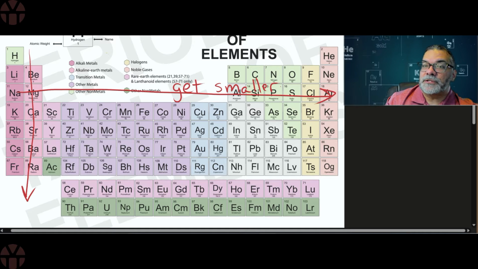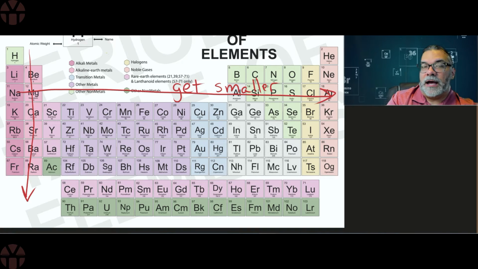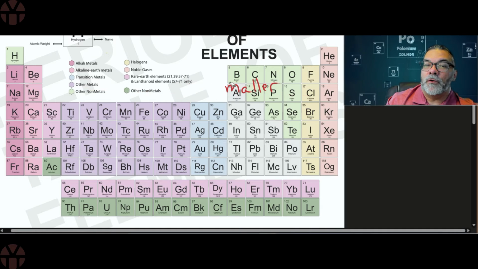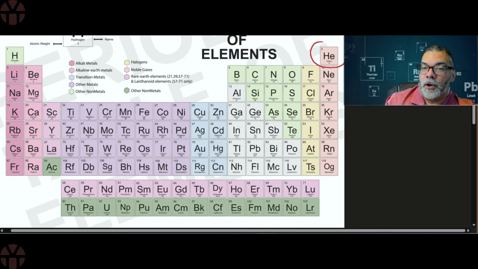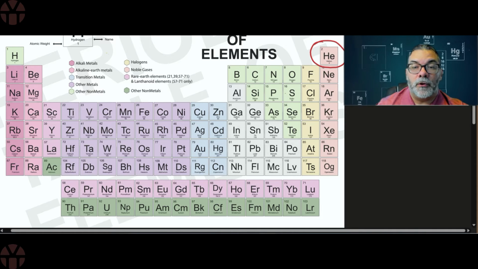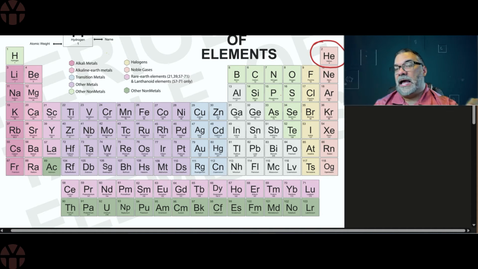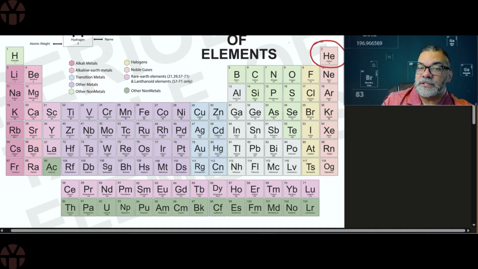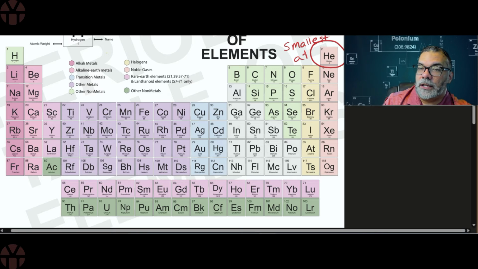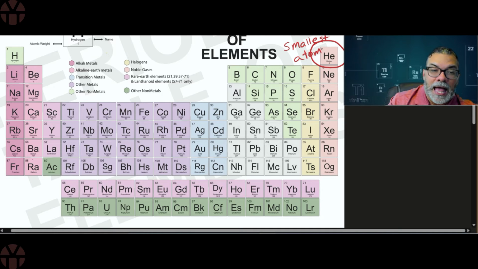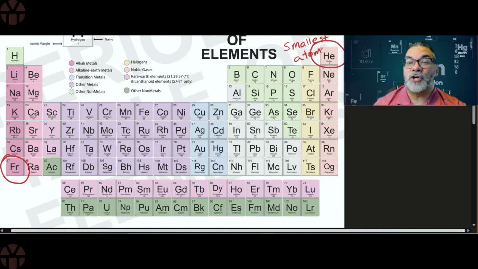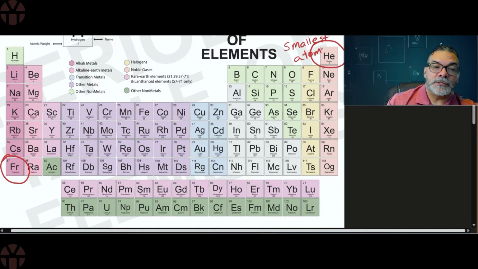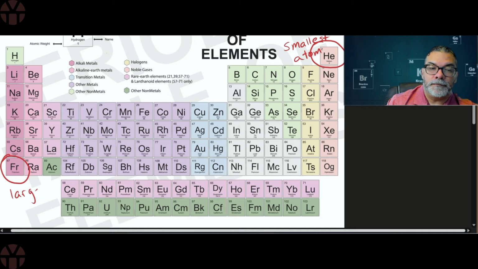Now, my suggestion is instead of worrying about up, down, left, right, you remember and focus on the two corners. And here's what I mean by corners. Over here, we have helium. So let's see what we know about helium. He's all the way up the top, and he's all the way on the right. This is going to be my smallest atom. And then down over here in the lower left-hand corner, we have francium. It's all the way at the bottom, it's all the way on the left, and so this is going to be my largest atom.